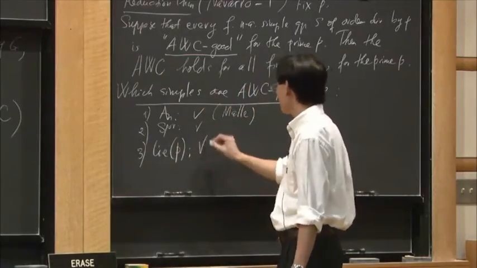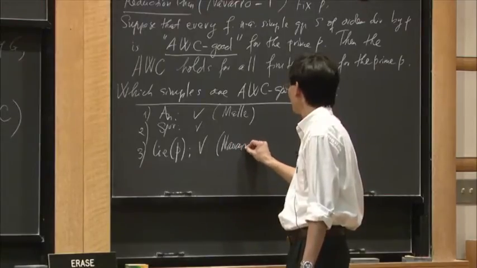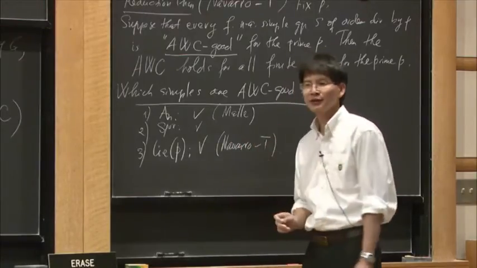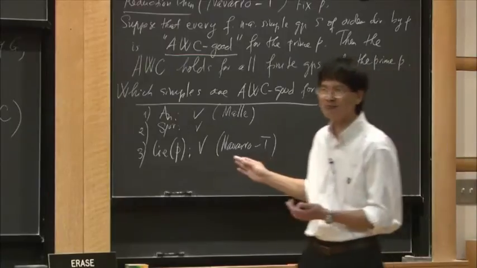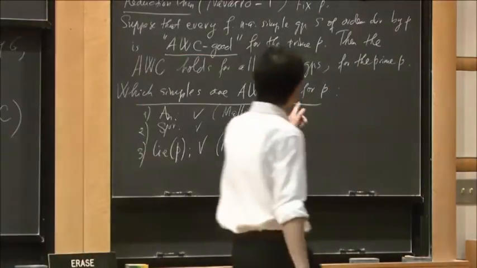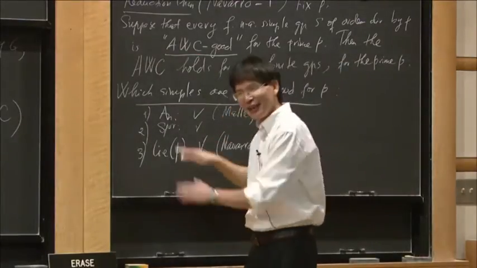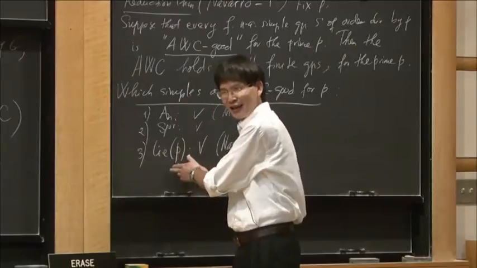And we can also show that they are good. This is due to Navarro and myself. So apparently we are done, but not quite, because I use P for two different things, for this P and also for the other P. So yes, if the two primes are the same, then yes, they are good.